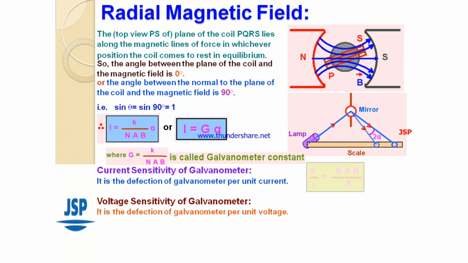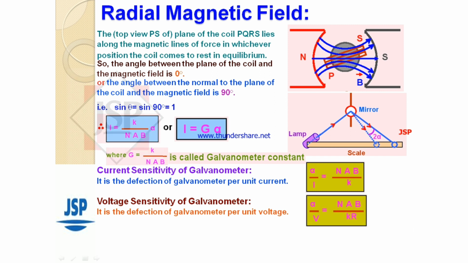Current sensitivity of galvanometer is the deflection of the galvanometer per unit current, that is, alpha by I equals NAB whole divided by K. Voltage sensitivity of galvanometer is the deflection of the galvanometer per unit voltage, that is, alpha by V equals NAB whole divided by K into R. Of moving coil.